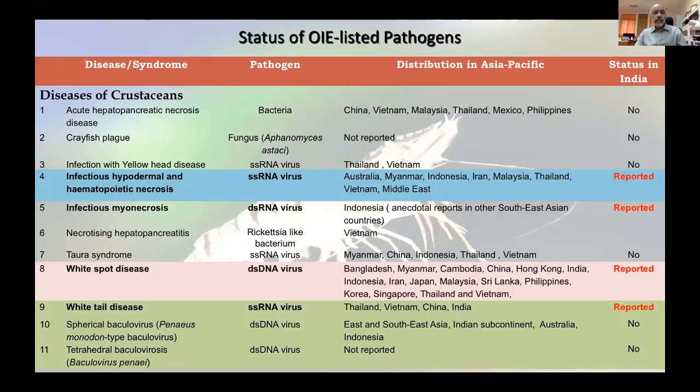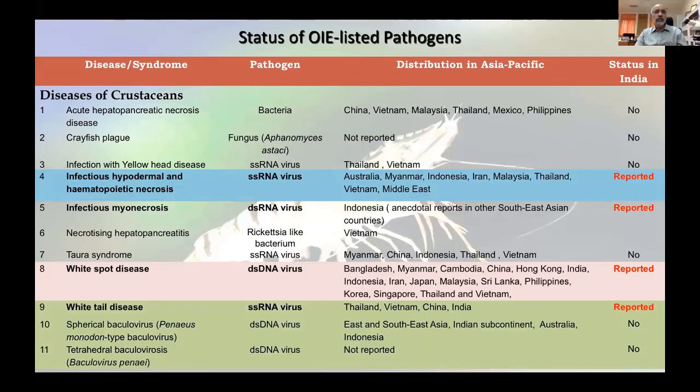And if you look at the OIE, the World Organization for Animal Health, you can see there are 11 diseases which are reportable to OIE. Most of these are trade limiting diseases, as I mentioned at the initial stage, where it has trade implications in different countries. Suppose you report white spot syndrome virus, that will impact the trade. And the number one disease is AHPND or EMS, which was a newly emerged disease. All those diseases are trade limiting diseases.